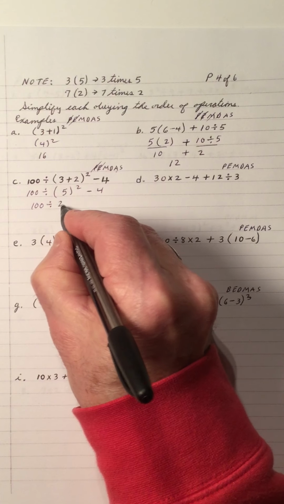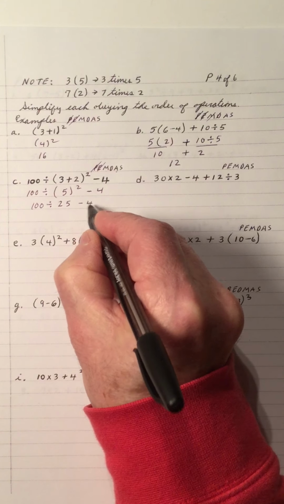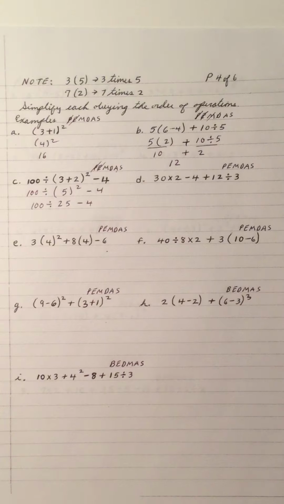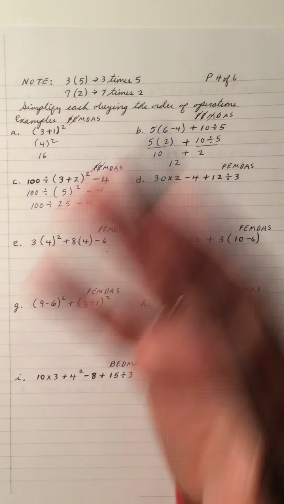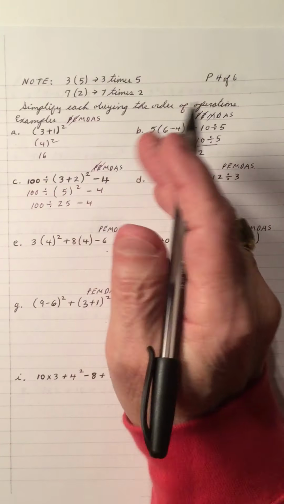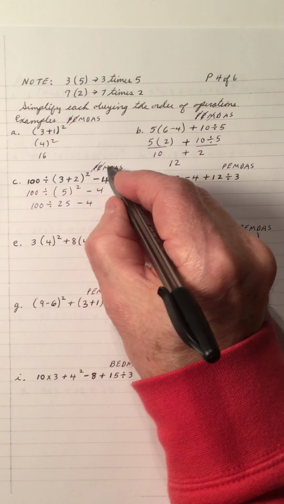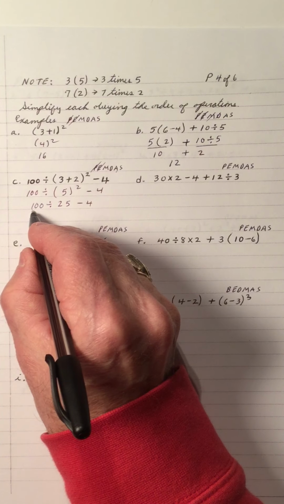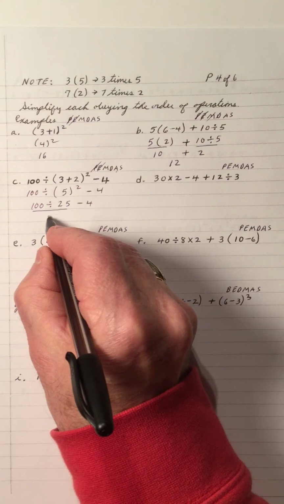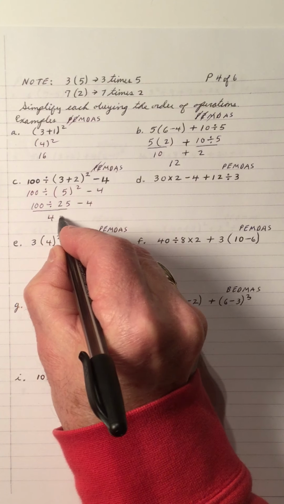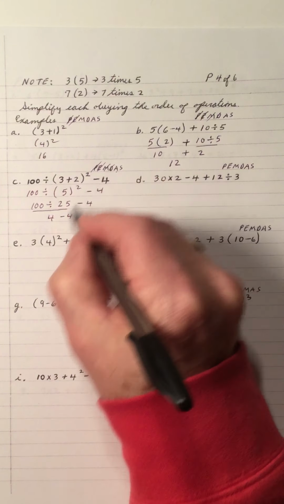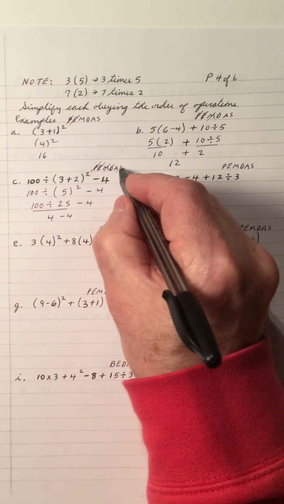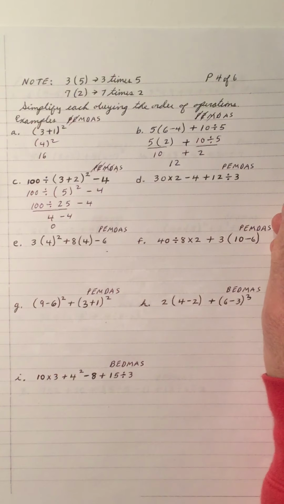5 squared is 5 times 5, which is 25. Notice I keep the result right after I do it. Exponents, brackets, whatever it may be, I write out the rest of the problem. Now I have a division here, so I have to do that. 100 divided by 25 is 4. That's done, no more. And 4 minus 4 is 0.